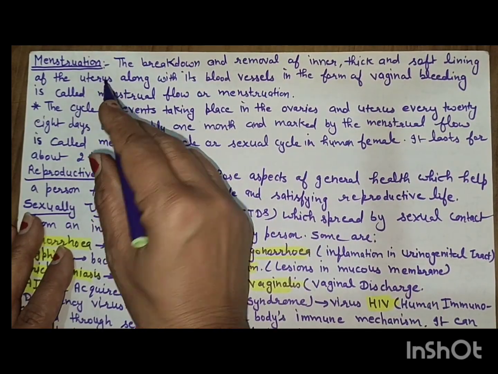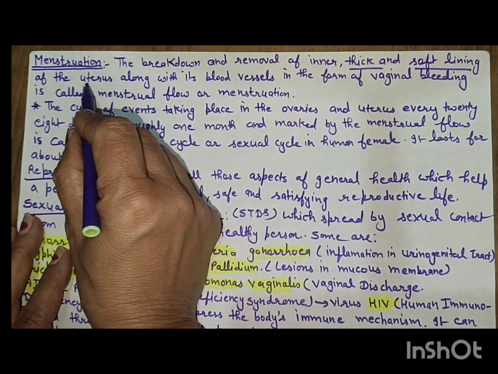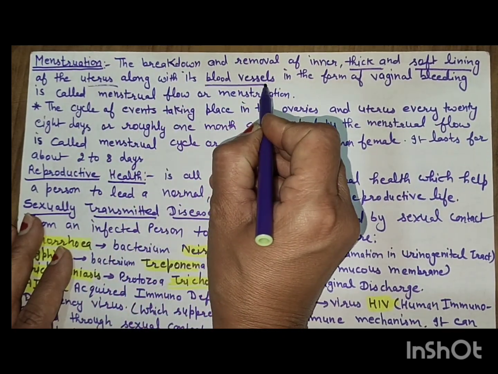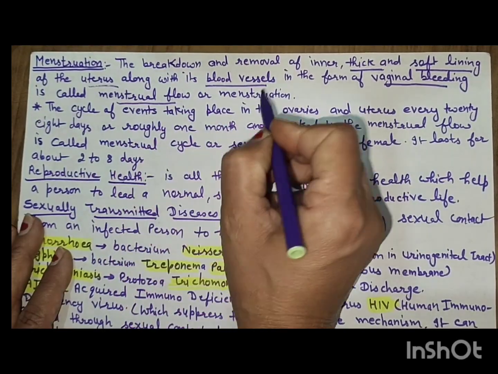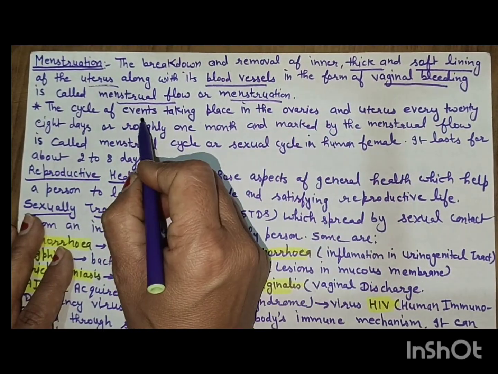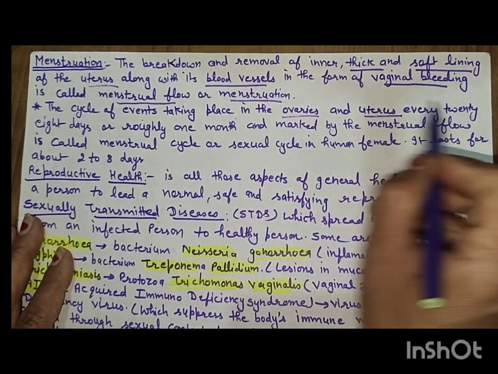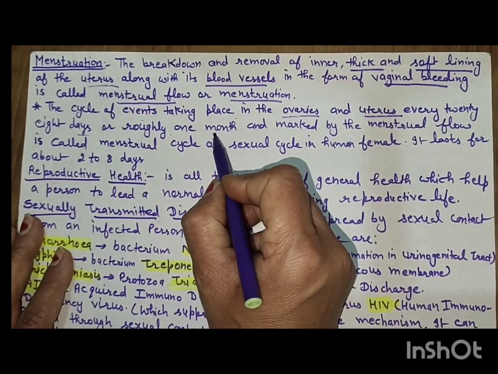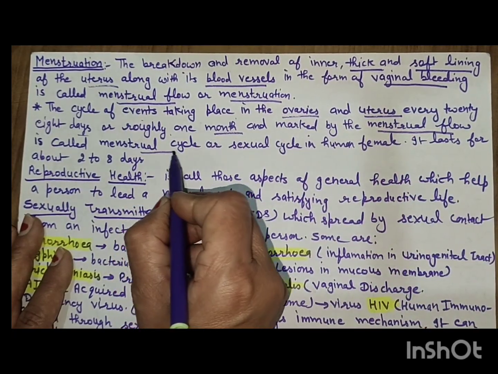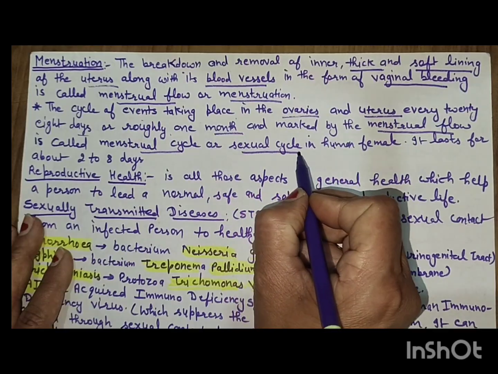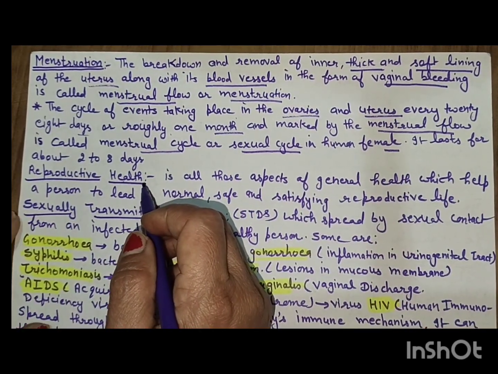What is menstruation? The breakdown and removal of the inner thick and soft lining of the uterus along with its blood vessels in the form of vaginal bleeding is called the menstrual flow or menstruation. The cycle of events taking place in the ovaries and uterus every 28 days or roughly one month, marked by the menstrual flow, is called the menstrual cycle or sexual cycle in the human female. It lasts for about 2 to 8 days.